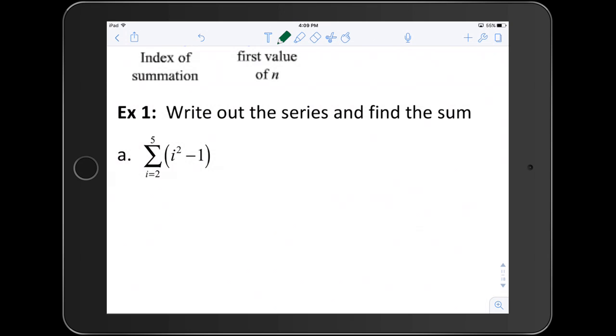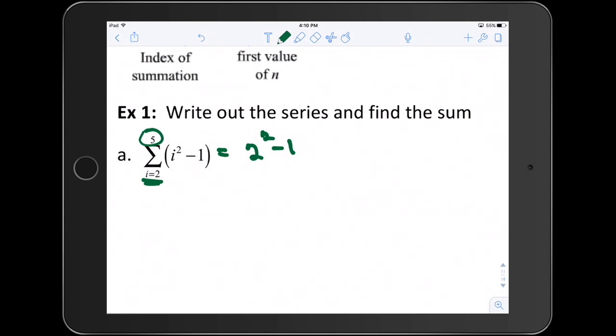So what is this summation telling me? It means that I'm starting at 2, I'm ending at 5, and we're going to put the value 2, which is technically the second term, but anyway, it's going to be 2 squared minus 1.